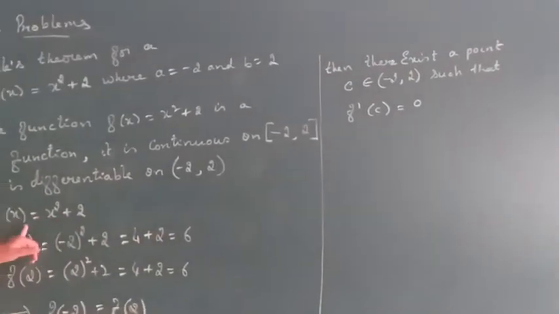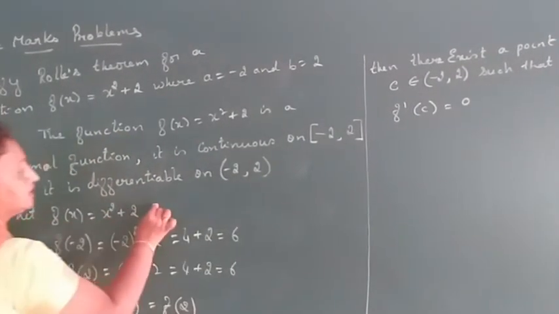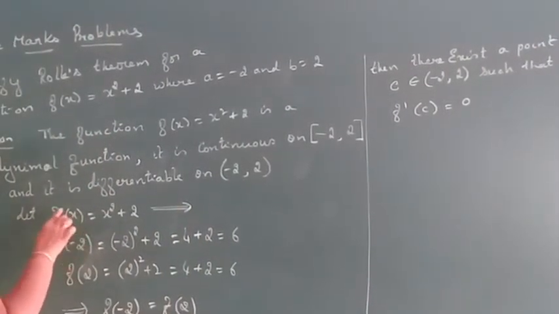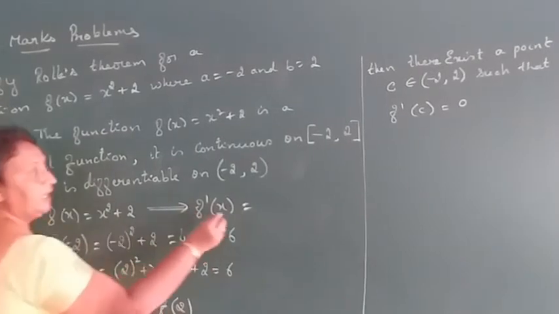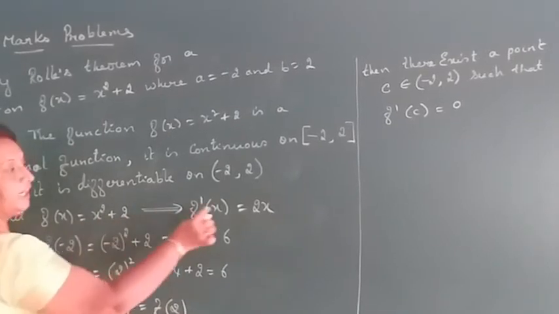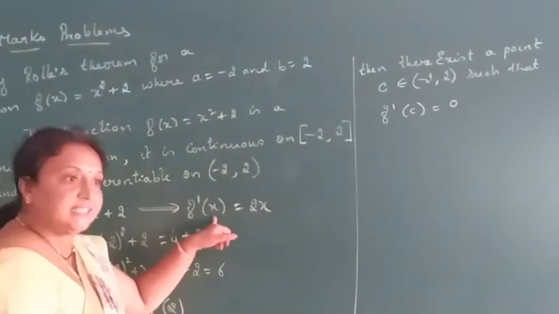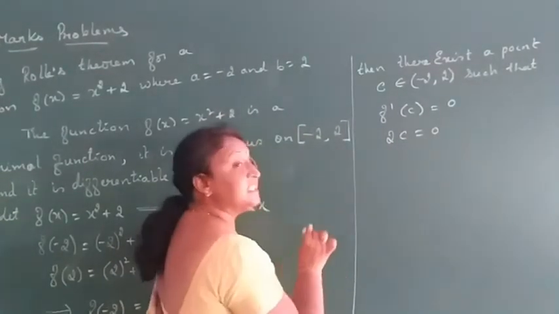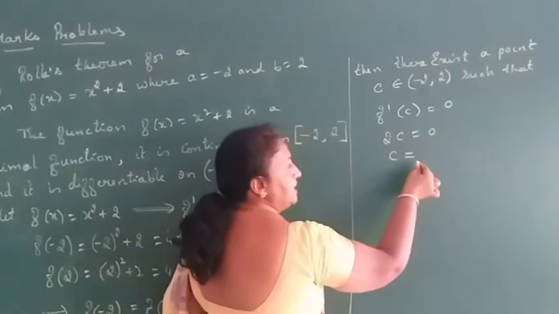Now f of x equals x squared plus 2. Again we need to differentiate. f dash of x is nothing but dy by dx. f dash of x equals x squared's derivative, 2x, plus 2 constant's derivative, 0. So f dash of x equals 2x. Now f dash of c equals 0, so 2c equals 0. Here we can find the c value: 2c equals 0, that is c equals 0 by 2, which is 0.